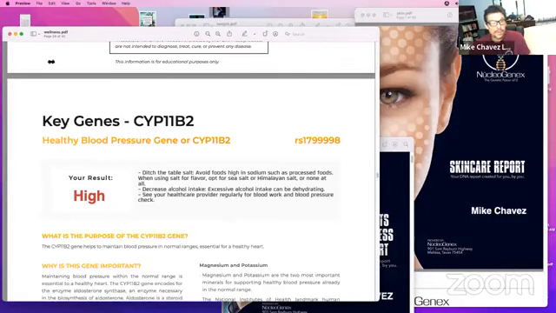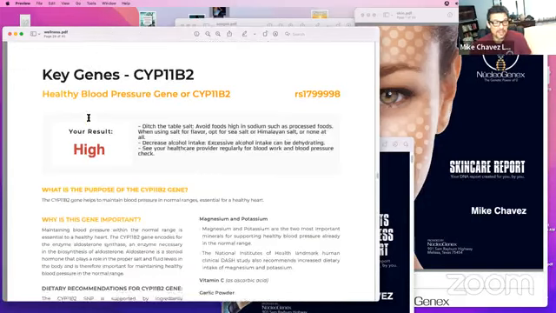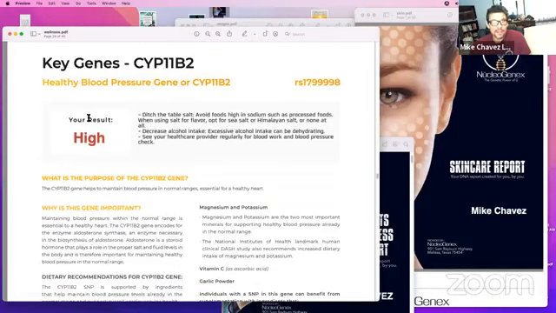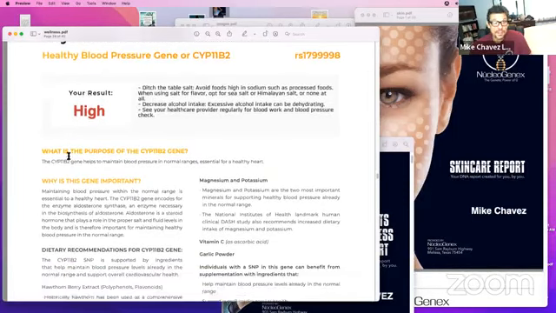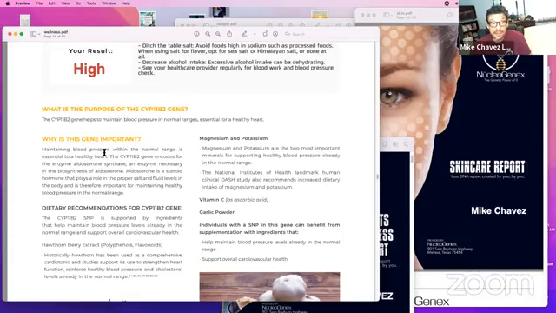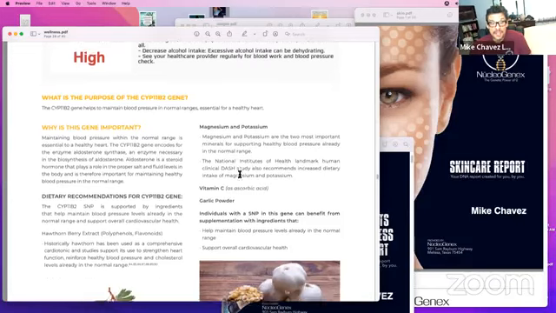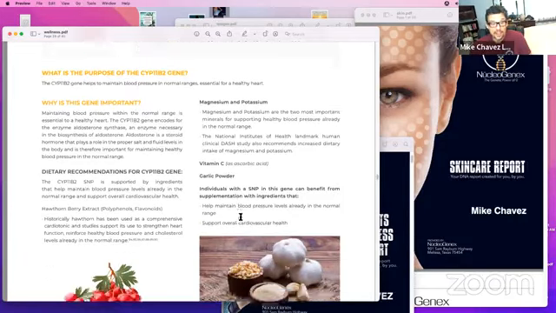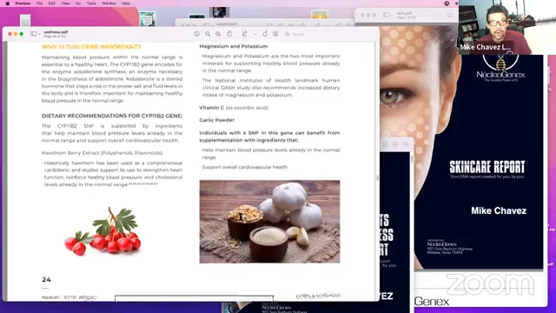So this is something I really got to take a look at. Blood pressure is really super important. See how many people are on blood pressure medications? I'm 51 years old. I'm on no medications at all, especially no blood pressure medications, because I took these lifestyle recommendations. It tells you why the gene is important. Again, the dietary recommendations, magnesium, potassium, vitamin C, garlic powder, again, to support these gene variants.